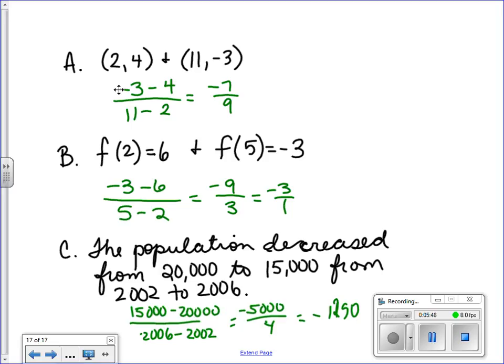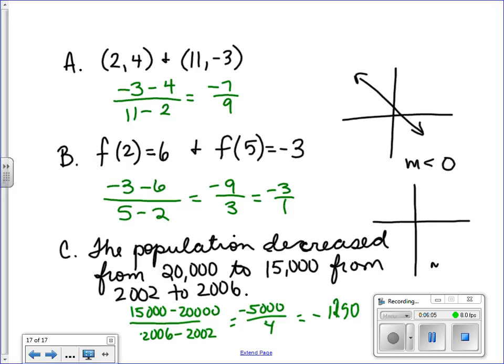All of these are negative, meaning they're decreases. If you graph them, what would they look like? What does a negative slope look like? Yeah, like this. That's when m is less than 0. If m is greater than 0, and it increases, it goes up. Right.